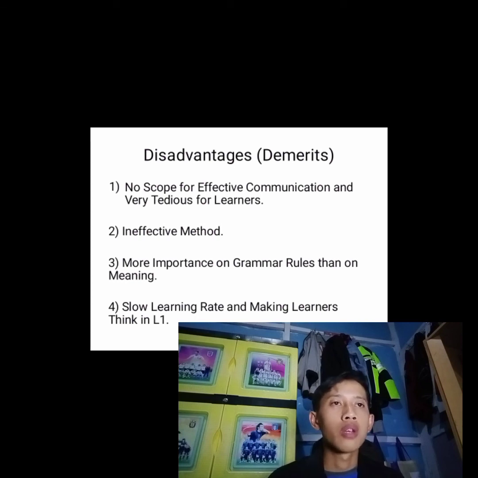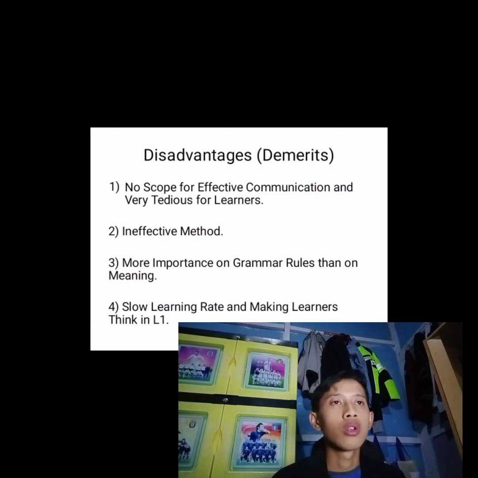3. More importance on grammar rules than on meaning. Exact translation is not possible. Translation is indeed a difficult task, and exact translation from one language to another is not always possible. A language is the result of various customs, traditions, and modes of behavior of a speech community, and these traditions differ from community to community.